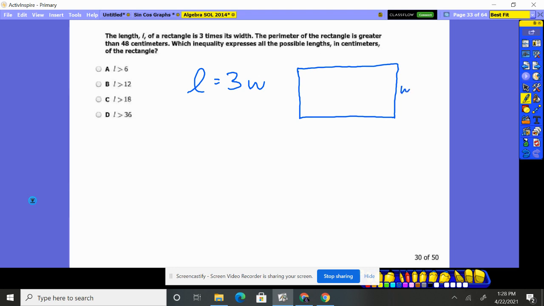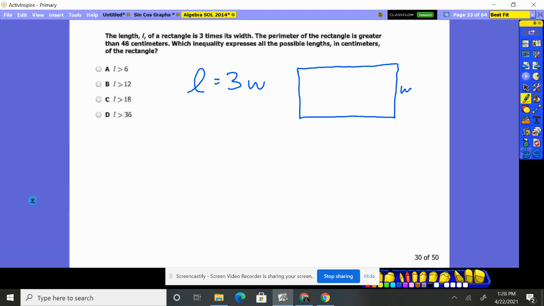So here's its width, right? This length is 3 times its width. So it's 3W, isn't it? So if the width is like 2, the length is 3 times 2, 6. If that width is 5, this guy's 3 times 5, 15. So that's the first thing.